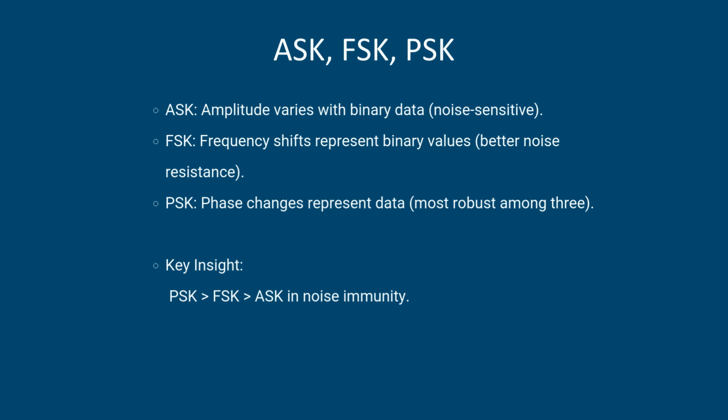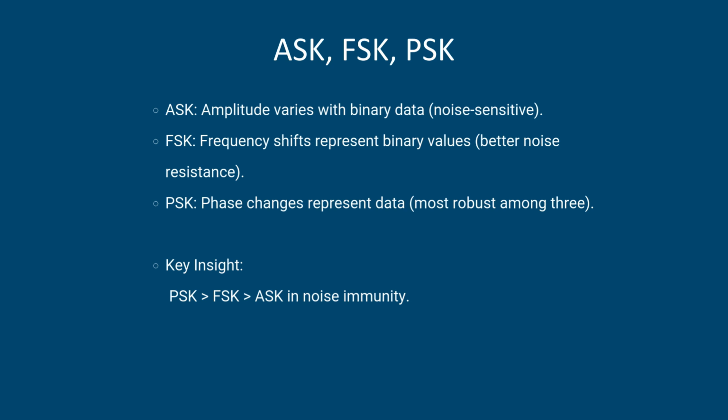In ASK, the amplitude of the carrier signal changes according to binary data. For example, a high amplitude may represent binary 1 and a low amplitude may represent binary 0. ASK is simple to implement but sensitive to noise. In FSK, the frequency of the carrier changes. One frequency represents binary 0 and another frequency represents binary 1. FSK is more resistant to amplitude noise.